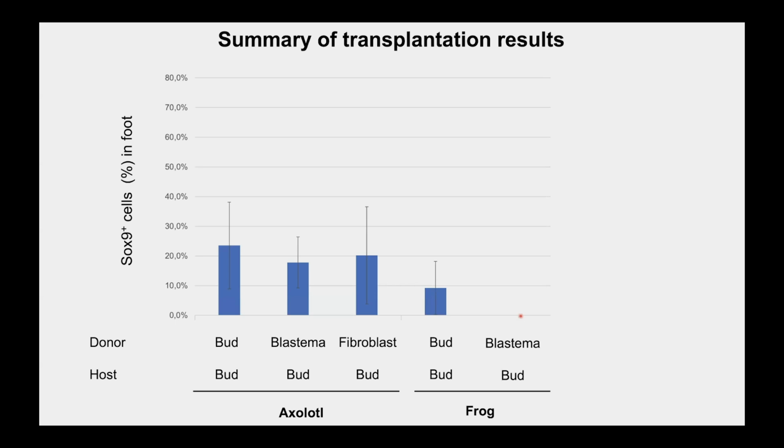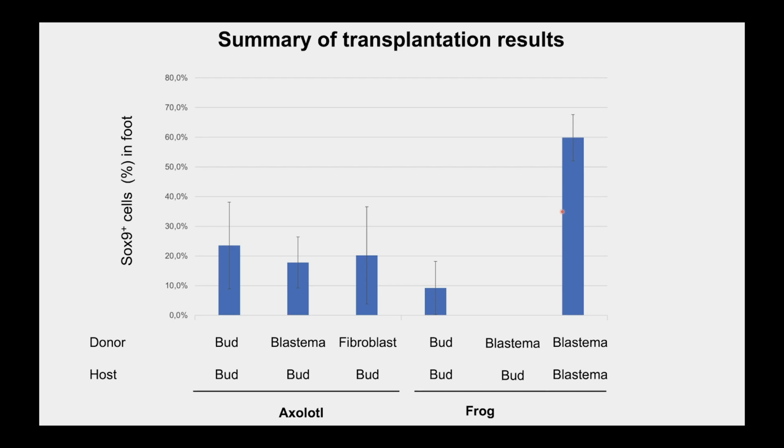Now, a concern was whether the blastema cells that we isolated were unhealthy. But interestingly, when we transplant the frog blastema cells back into the blastema, we see lots of SOX9 positive cartilage cells being formed from those blastema cells because, of course, that frog abortive regenerate has cartilage in it.